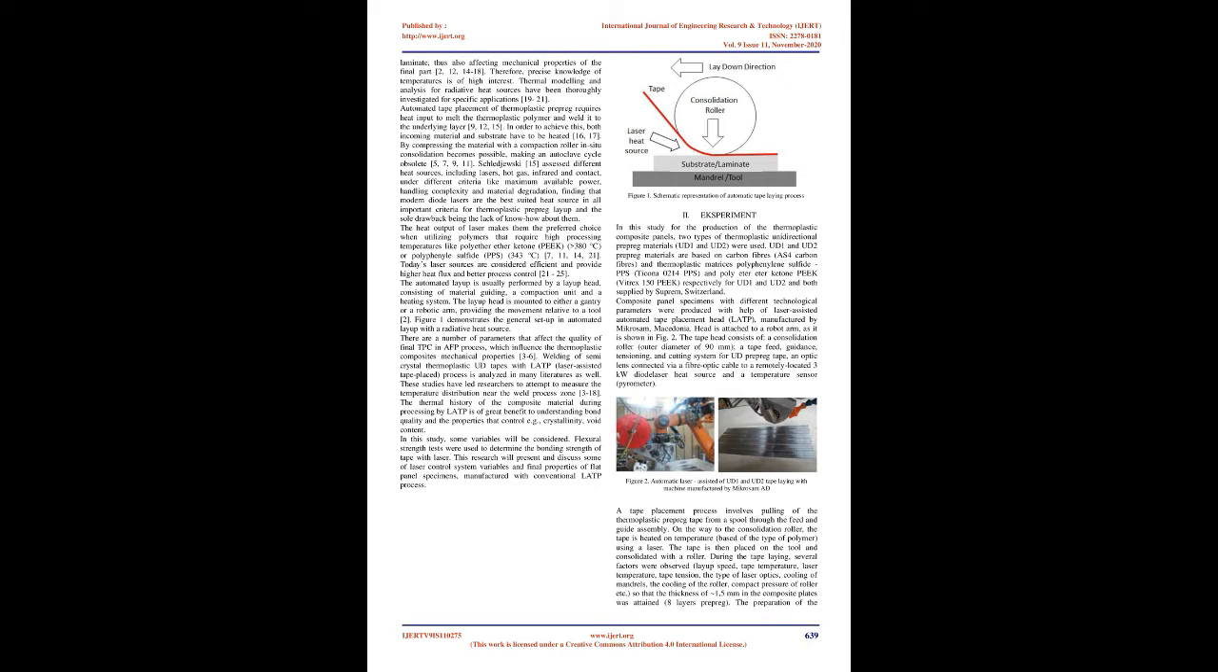Thermal modeling and analysis for radiative heat sources have been thoroughly investigated for specific applications. 19-21. Automated tape placement of thermoplastic prepreg requires heat input to melt the thermoplastic polymer and weld it to the underlying layer. 9, 12, 15. In order to achieve this, both incoming material and substrate have to be heated. 16, 17. By compressing the material with a compaction roller, in situ consolidation becomes possible, making an autoclave cycle obsolete.